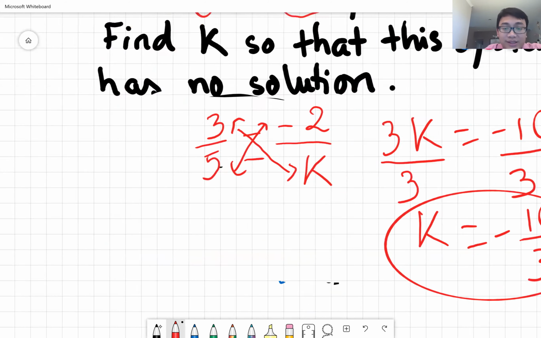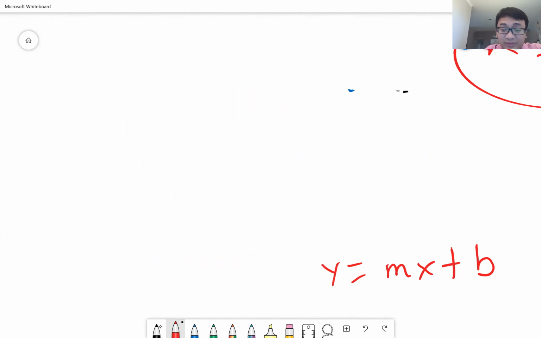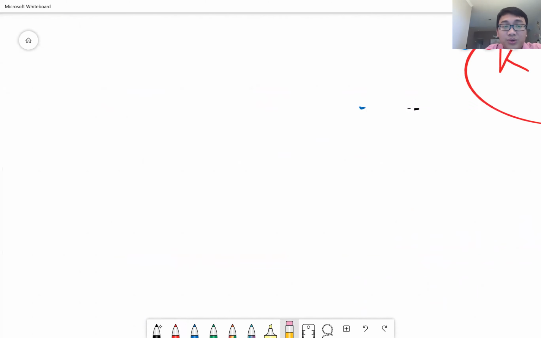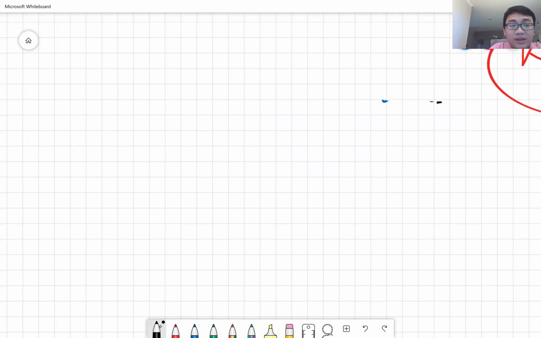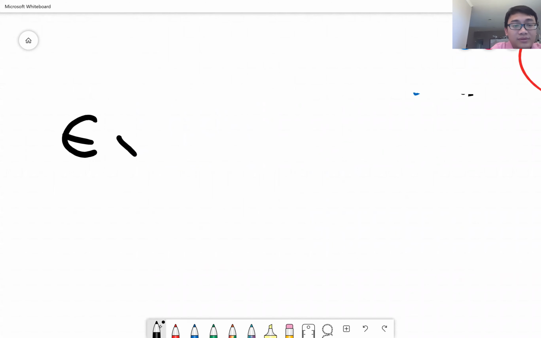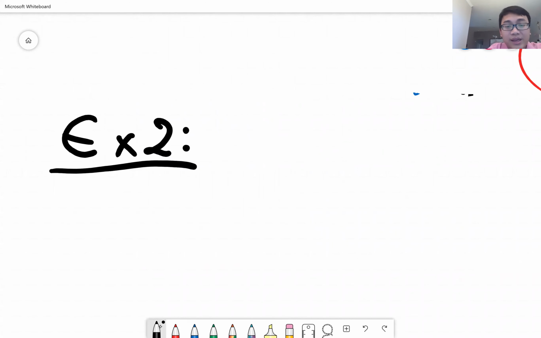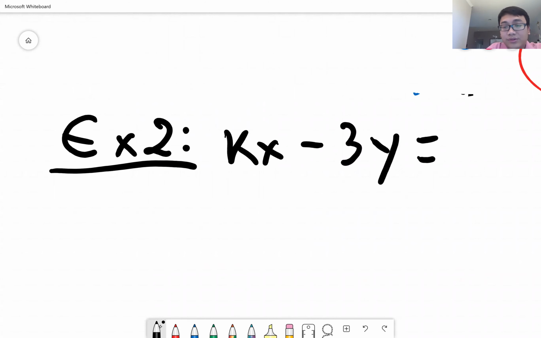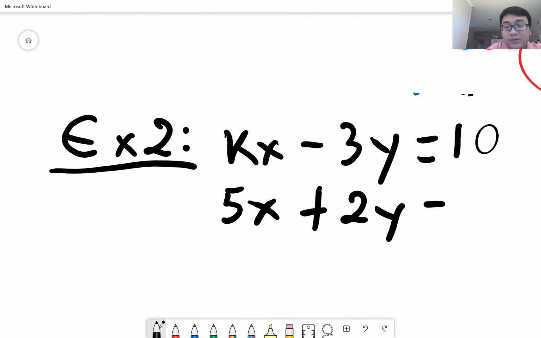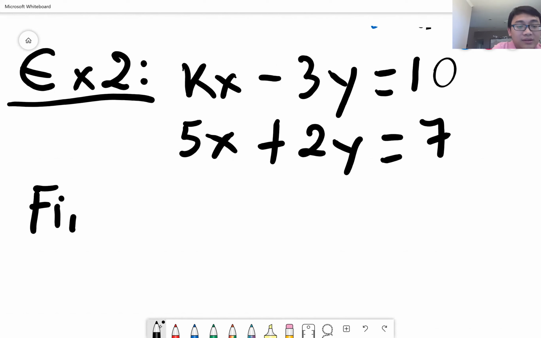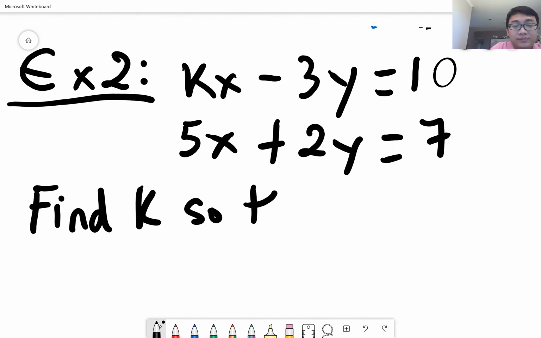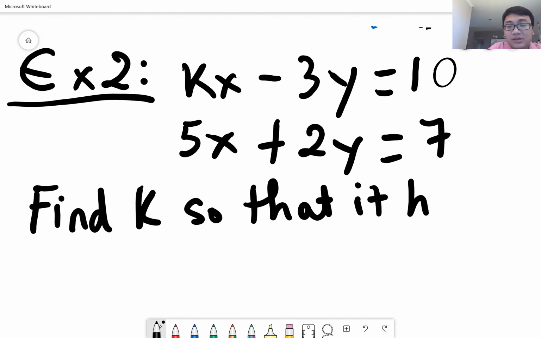Okay, let's do another example so that everybody's on the same page. We're going to do a very similar example. So example number 2. This is the same thing. Let's say kx minus 3y equals 10, and then you have 5x plus 2y equals 7. So we're going to find k so that it has no solution.